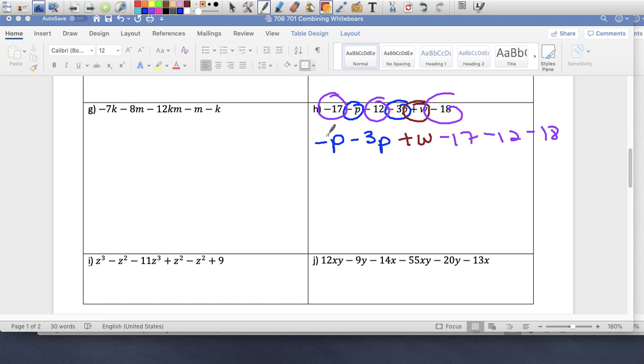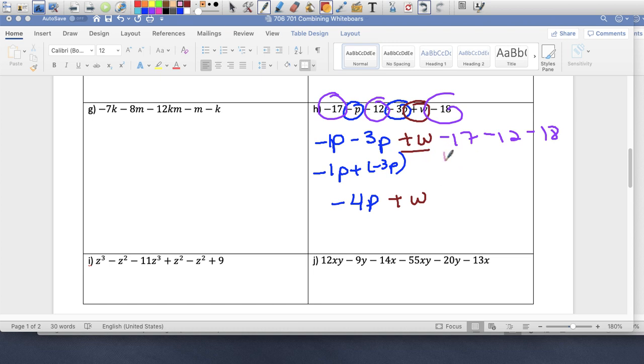So let's do the blue. In front of P, you can write 1P if you like. So negative 1P plus negative 3P. Negative and negative, they're friends, so it's going to be negative 4P. So that's easy. The red is just plus W or plus 1W. It's up to you. And then we have the purples.